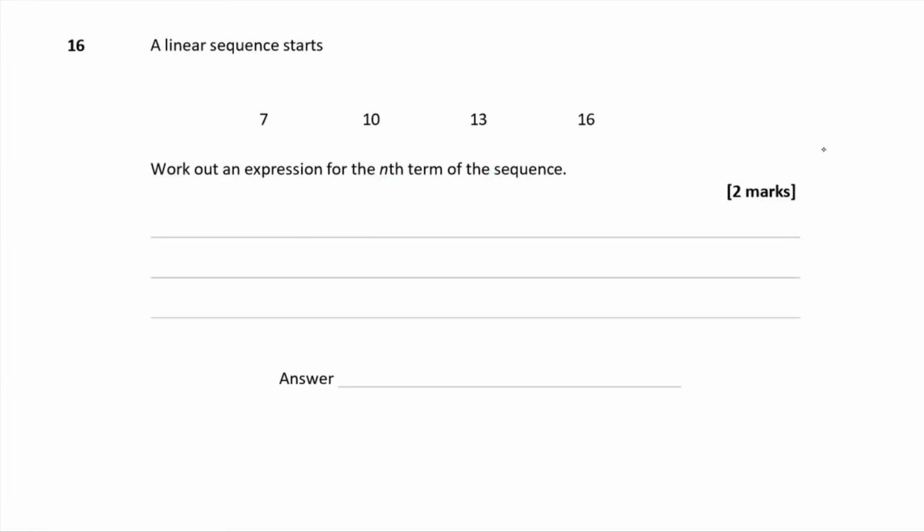Question 16, a linear sequence starts 7, 10, 13, 16. Work out an expression for the nth term of the sequence. Okay, so when we're looking for an nth term, the first thing we need to know is the common difference between your terms. This one, can you see what's going up in?